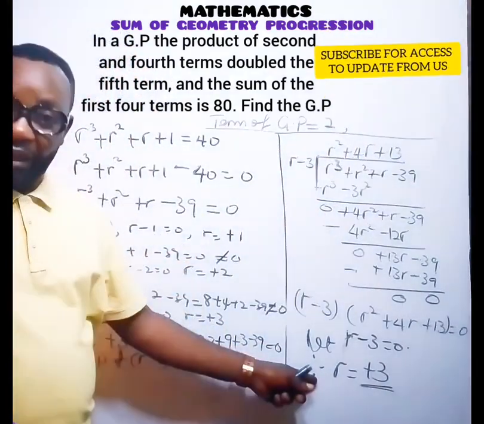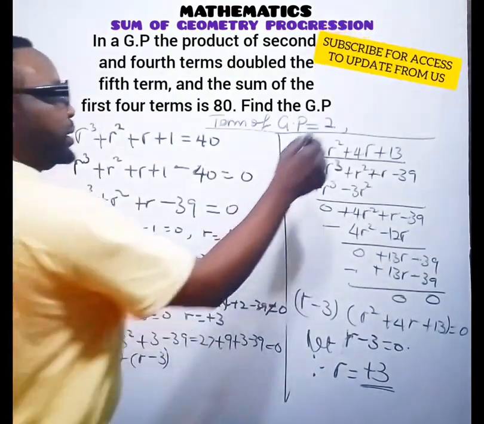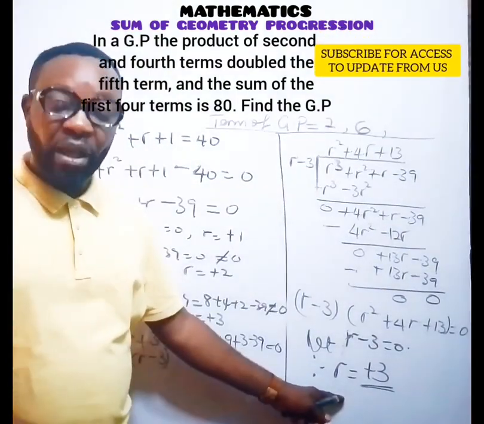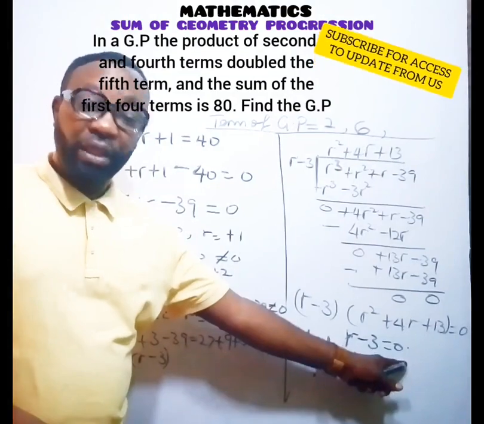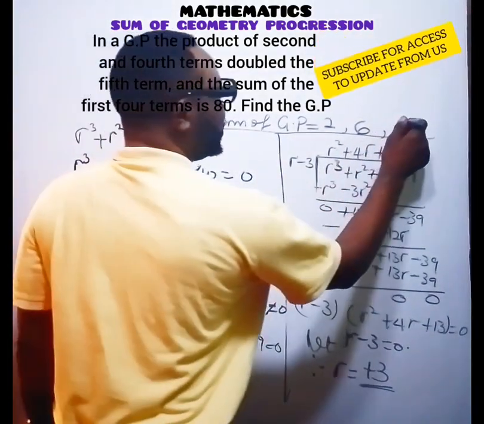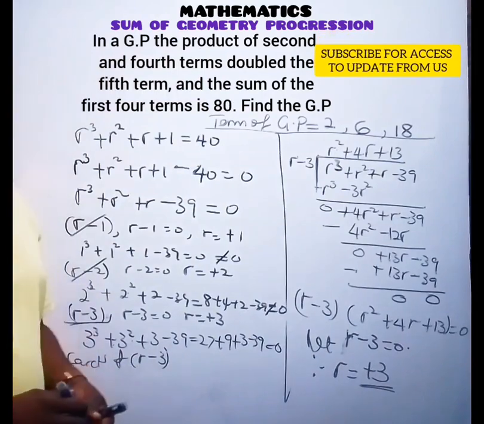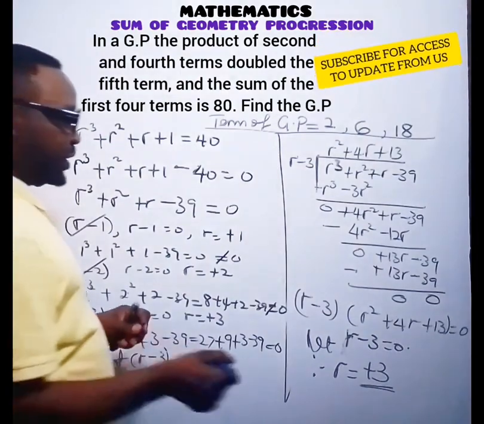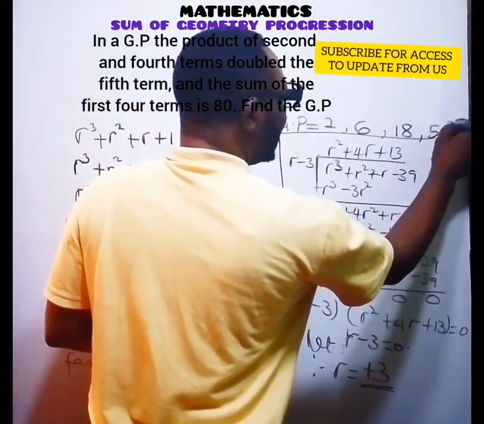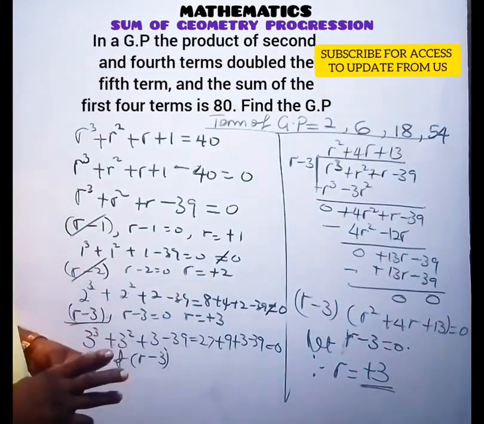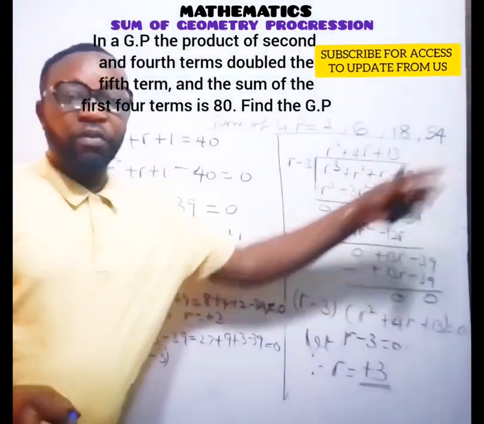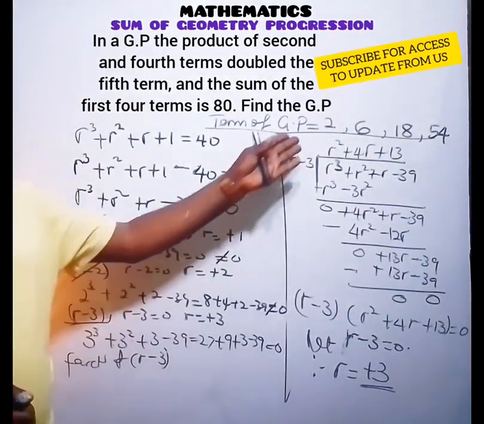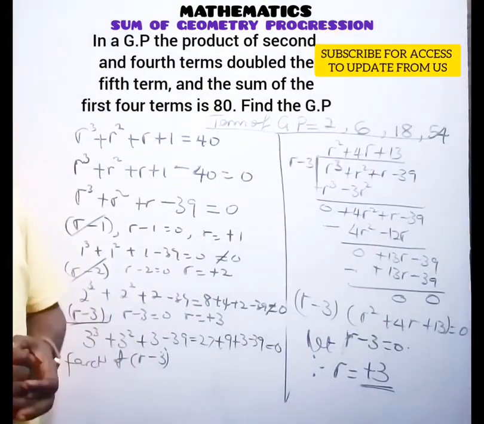The second term, which is ar, will be equal to 2 times 3, that will be 6. The third term, which is ar squared: r squared will be 3 squared, 9, times a, 9 times 2 is 18. The fourth term, 3 raised to the power of 3, that's 27, and 27 times 2 will give us 54. So we have the terms to be 2, 6, 18, 54, and so on. That is how you get the geometric progression that we are asked to find.